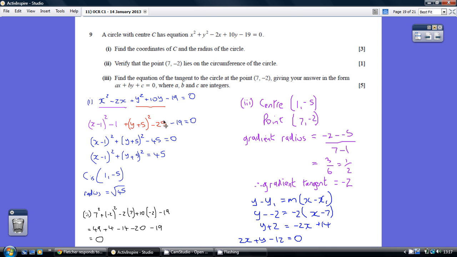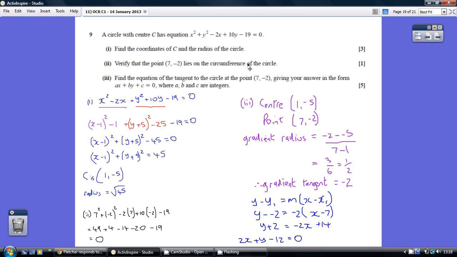Now for part 2, to verify this coordinate is on the circle, simply substitute these x and y values in, and check that you do get 0, which indeed you do. Now for part 3, this takes a bit of thinking. I think the temptation is to differentiate, which is way beyond C1.